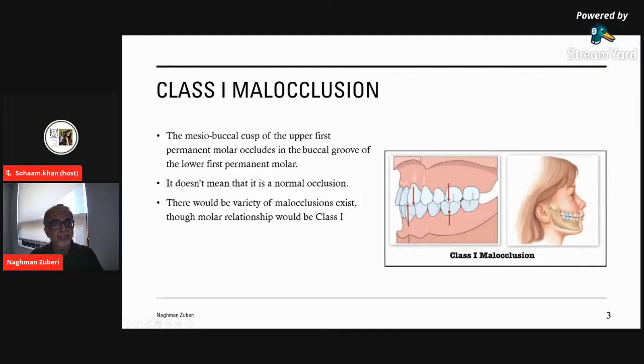It could be a crowded arch. It could be an arch with spacing. There could be some missing teeth. There could be some rotated teeth. Or even at times, there could be maxillary protrusion with a class 1 molar relationship, or bimaxillary protrusion or bimaxillary prognathism. So there is a lot of variety present in a class 1 molar relationship. Yes, if there is no crowding, no spacing, and the canine relationship and incisal relationship are all class 1, with the skeletal relationship class 1 as well, and without any bimaxillary prognathism or bimaxillary protrusion, then we will consider it a normal occlusion.